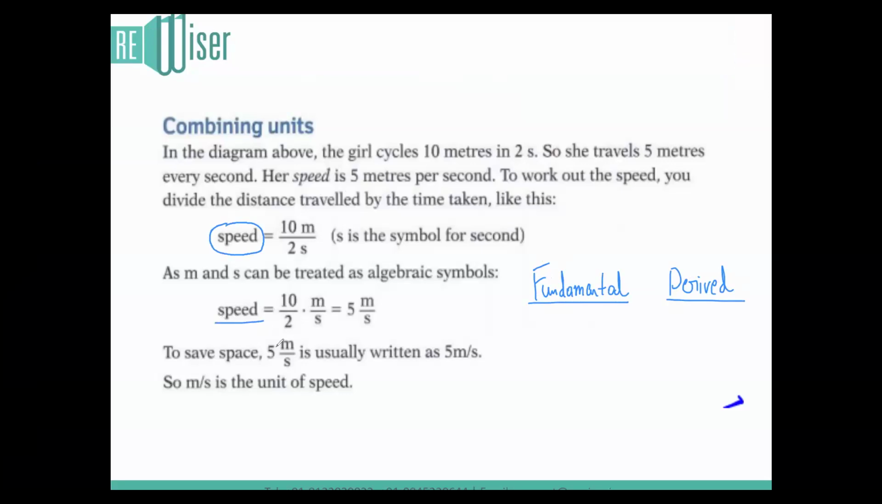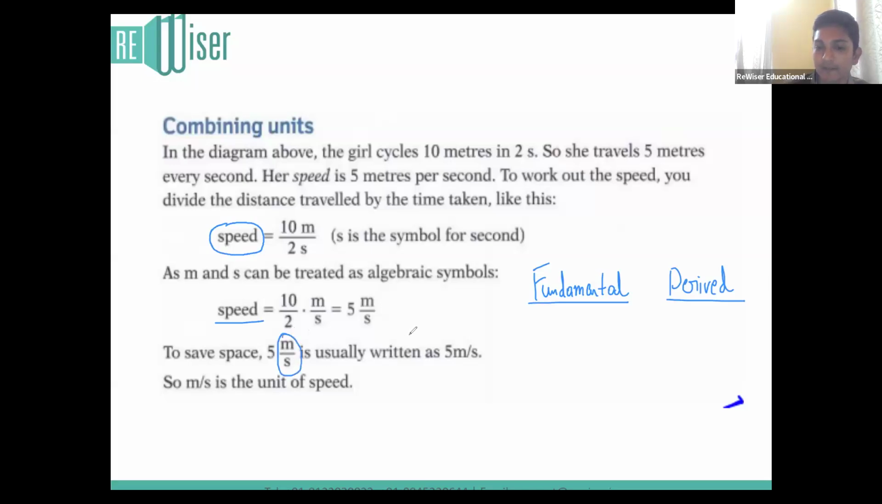Because speed is defined as the distance covered per unit time, and we get it from the formula distance upon time. Correct. The clue is right here, meter per second, it's measured by a formula. Exactly. So there are 7 fundamental units. Can you name them one by one?